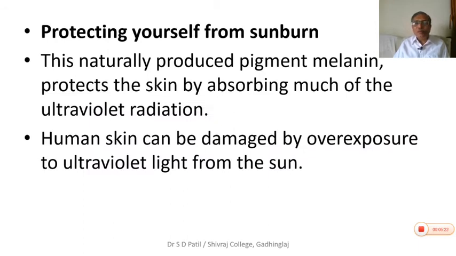Protecting yourself from sunburn. It is an interesting property. The naturally produced pigment melanin protects the skin by absorbing much of the ultraviolet radiations. Basically, the electromagnetic radiation has one portion which we call the ultraviolet range. These ultraviolet radiations are absorbed by melanin pigment in the skin. Human skin can be damaged by overexposure to ultraviolet light from the sun.